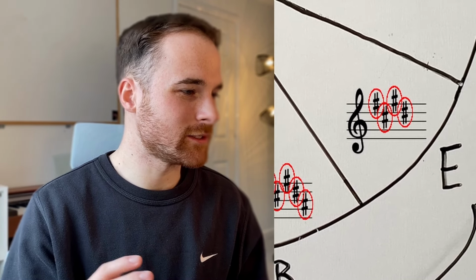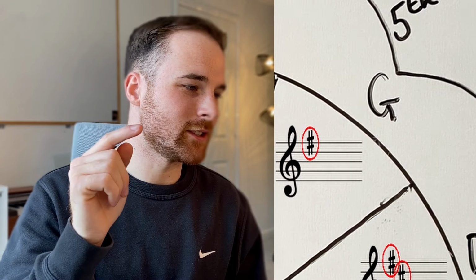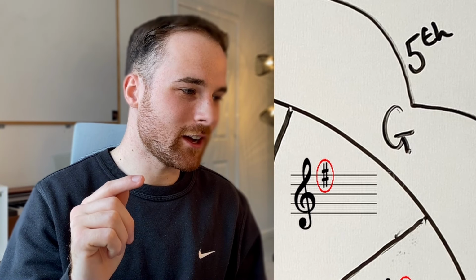Moving anti-clockwise to the E, we take away the A sharp. Anti-clockwise to the A, take away the D sharp. Anti-clockwise to the D, take away the G sharp. Anti-clockwise to the G, take away the C sharp. And moving anti-clockwise back to the C, which has 0 sharps or flats.